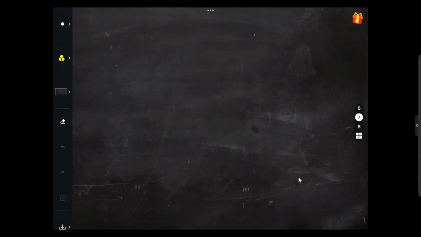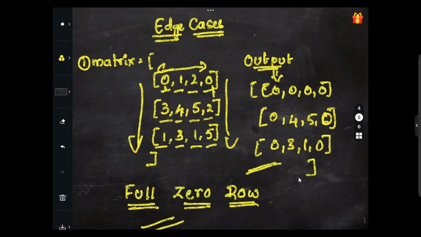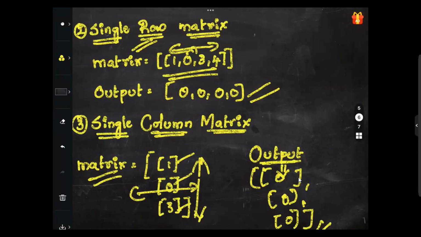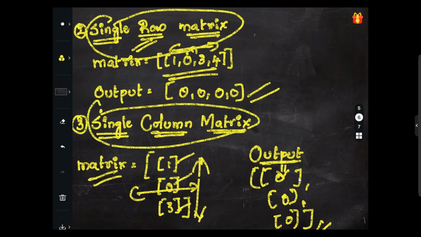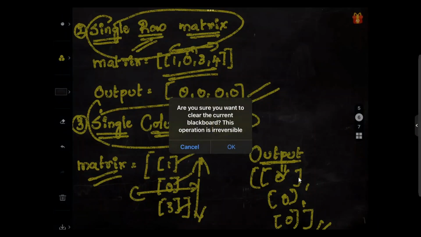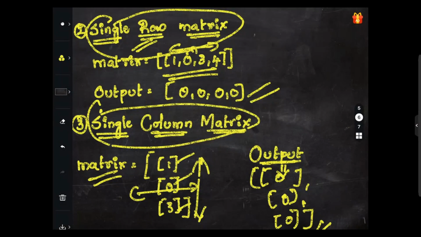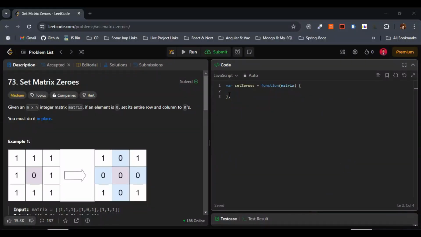These are the three edge cases that we need to consider. The first edge case was for the full 0 row, the second edge case was for the single row matrix, and the third edge case was for the single column matrix. I hope these three edge cases are completely clear, right? So next, let's start writing the code here.